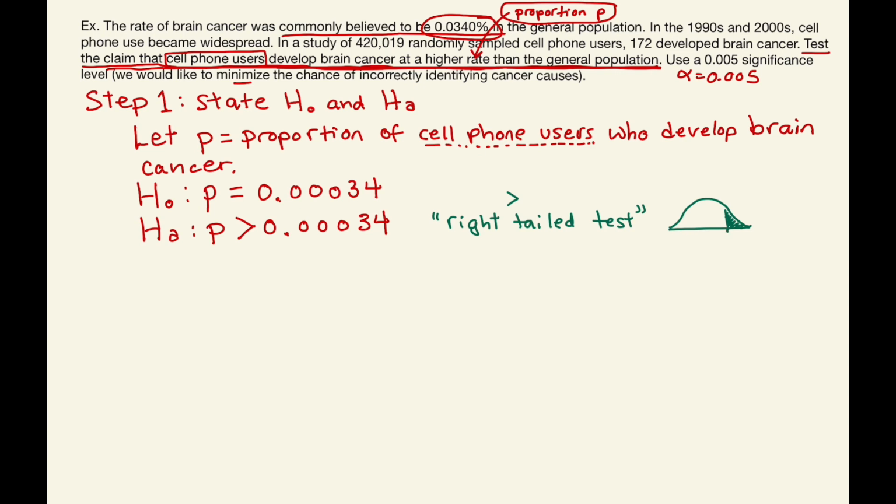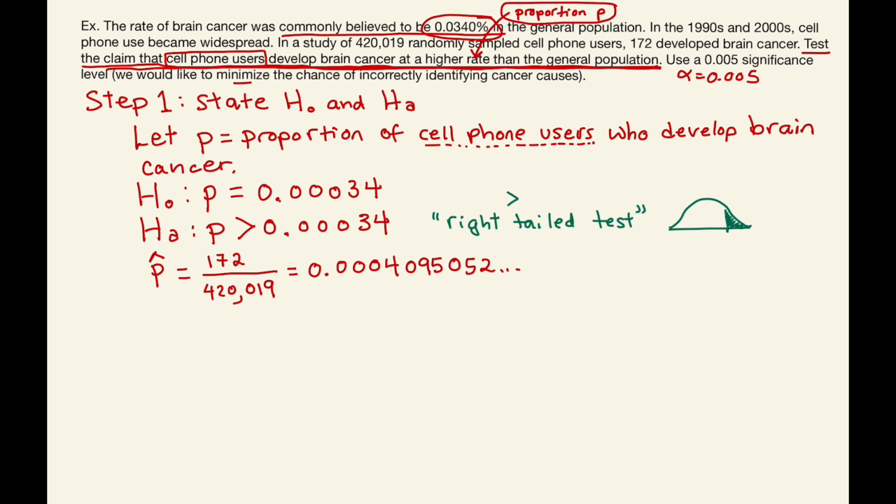One last thing I want to do before we move on is calculate p hat, which is the sample proportion. That was found to be, in the sample, 172 over 420,019 of the cell phone users developing brain cancer. And so that is about 0.0004095052, and it keeps going.